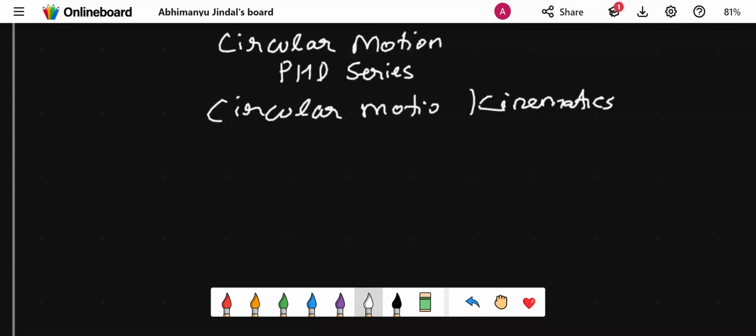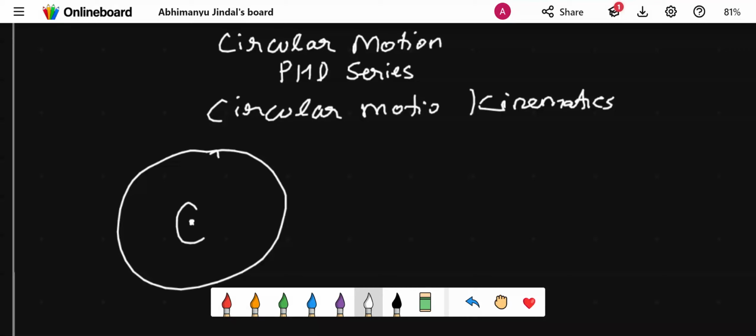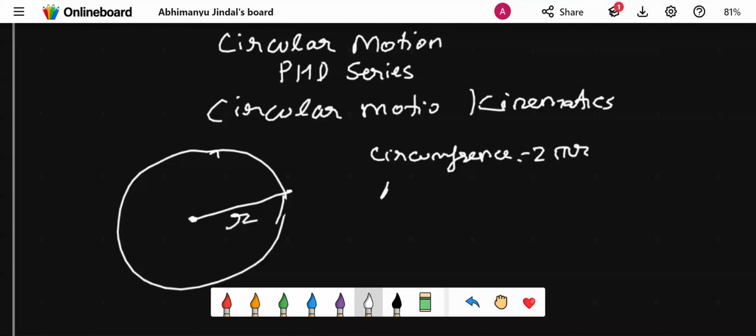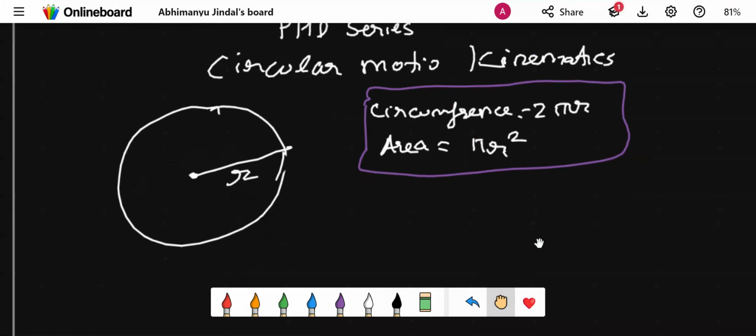Let's say this is a circle, and the whole angle here is 2 pi. This is the center and this is a radius r. So the circumference is 2 pi r and the area is pi r squared. I hope you all know this because sometimes you have to use these things. The whole angle in a circle is 2 pi.